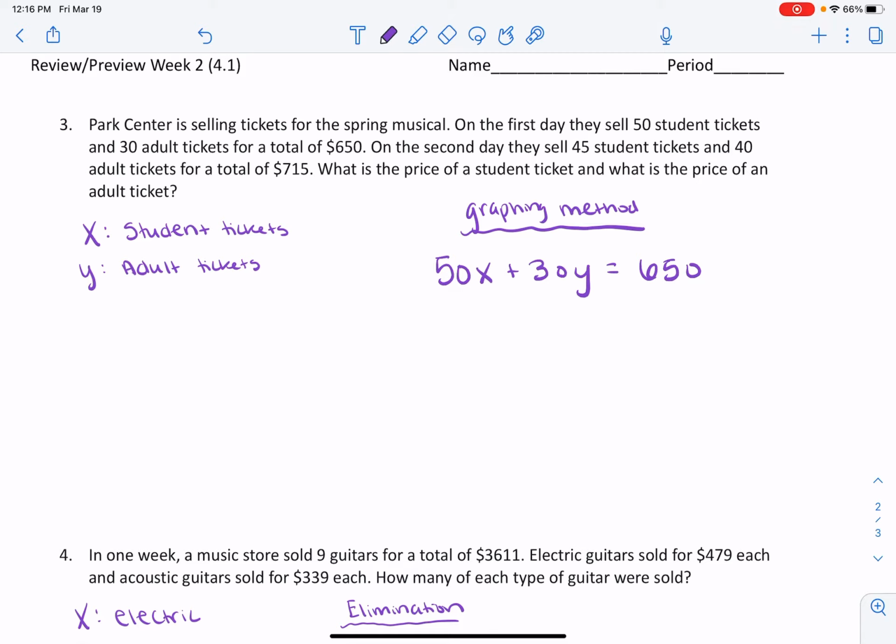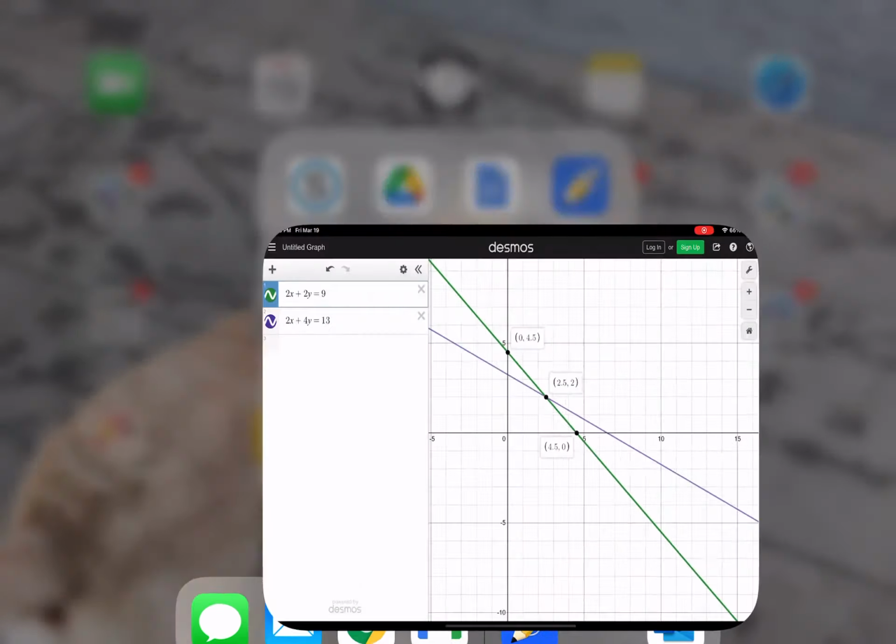All right, and then the second day, they sell 45 student tickets and 40 adult tickets, and that's $715. So I think the graphing method here works just fine. Let's go ahead and graph these, and then we can see where they intersect. So let's go to Desmos.